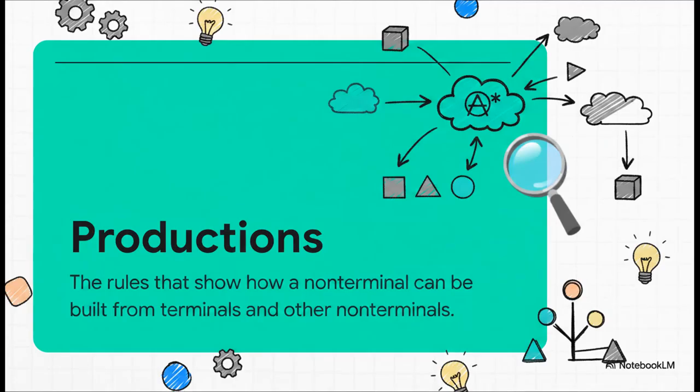And this right here brings us to the real heart of the grammar: productions. Productions are just the rules. They're what connect our abstract concepts, the non-terminals, to the concrete things we can actually write, the terminals. A production rule is super simple. It just says, hey, here's one way you can build this particular thing.